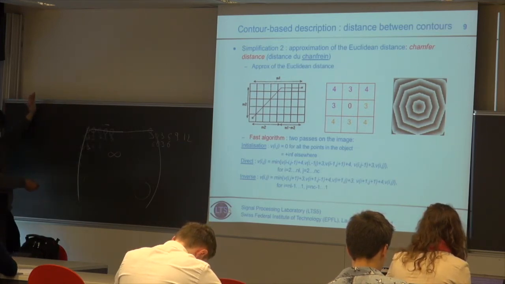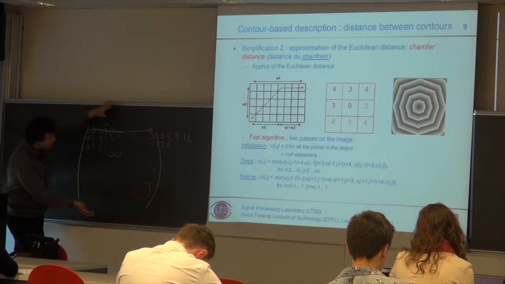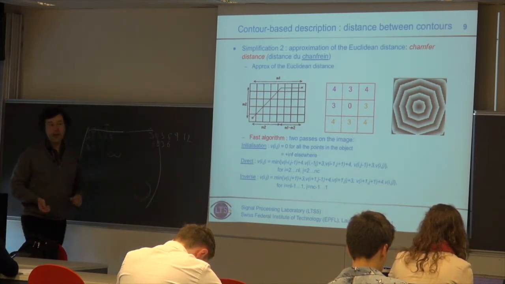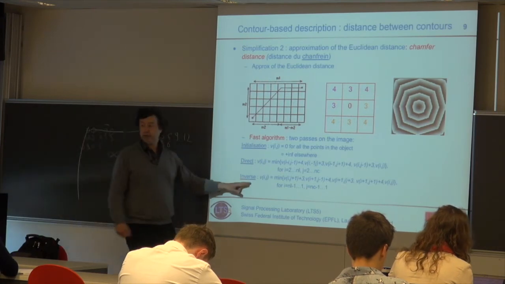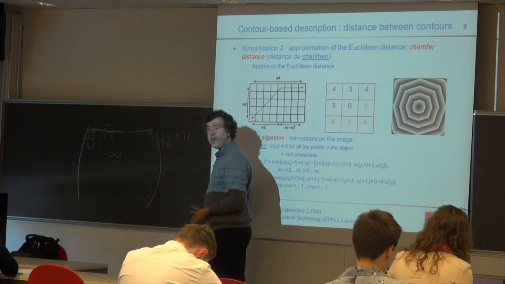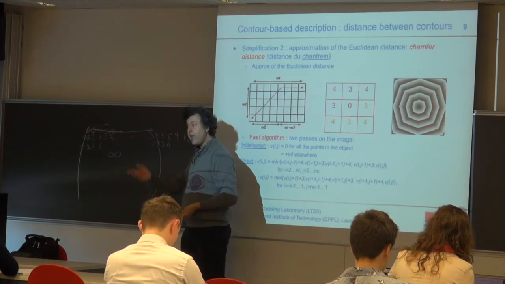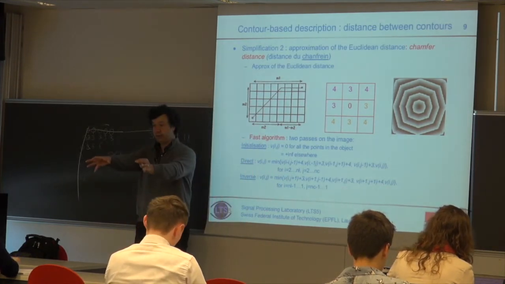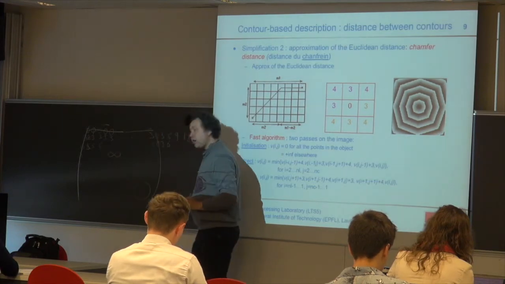Right? So we'll have a kind of growing value, then another 0 and another growing value. And then you take the opposite. You do the inverse pass, and you start from here. And you will actually correct the errors that you have made because you didn't look forward. And so you will basically correct.